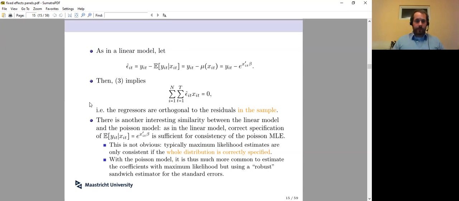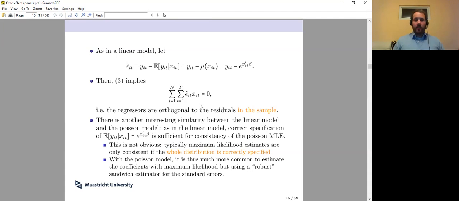And this leads us to another similarity between the linear model and the Poisson model. In the linear model, we only need to correctly specify the conditional mean for consistency, right? The same is true for the Poisson model. So if we are confident in our specification of the conditional mean of y, then we know that the Poisson maximum likelihood will be consistent.